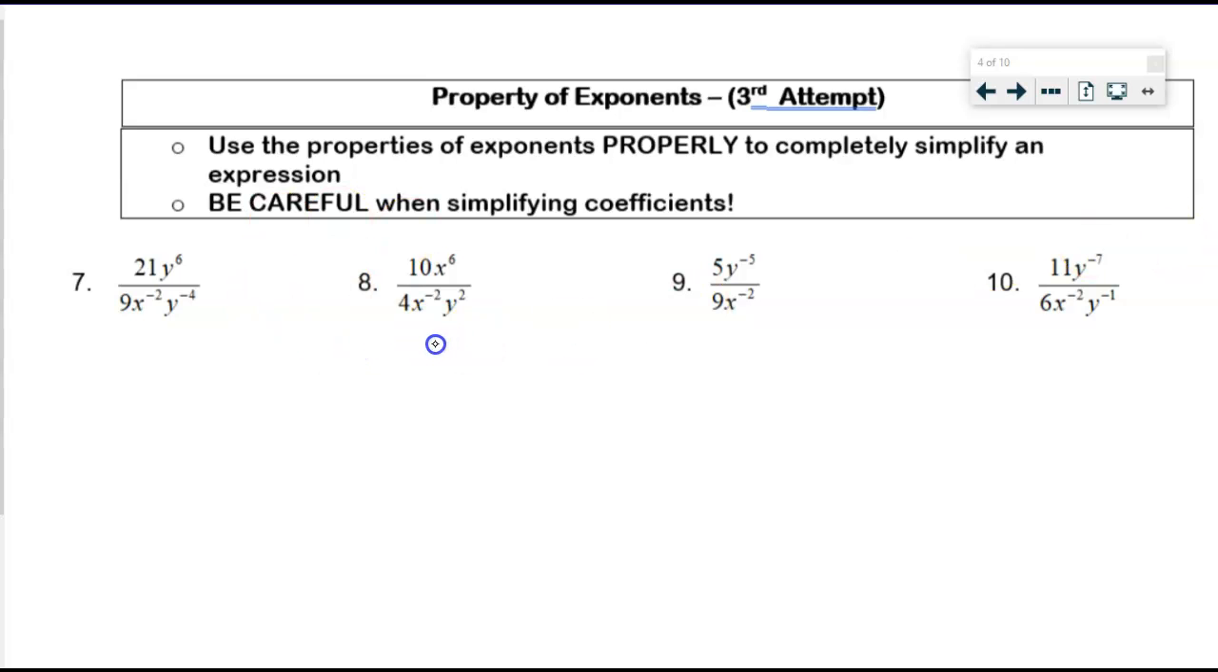Exponents, again for the third time. So the major issue that we had on exponents on the last test was that some of you did not know what to do with the coefficients, or you didn't handle the coefficients properly. So for number 7, let's talk about these coefficients.